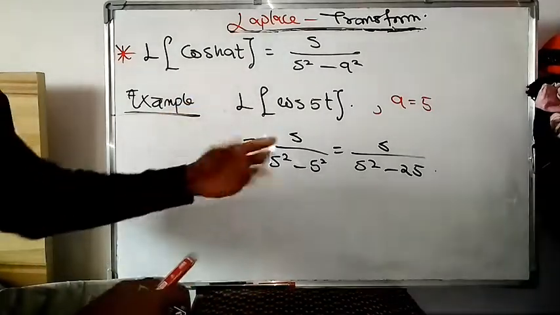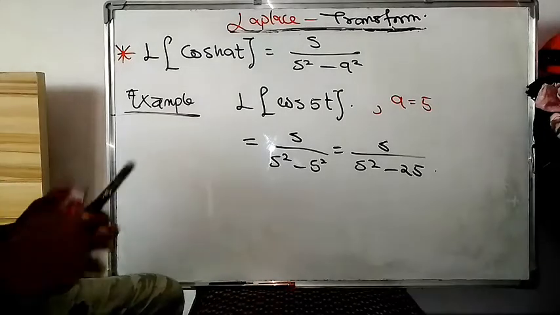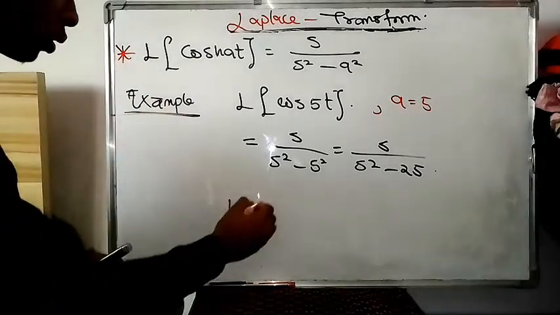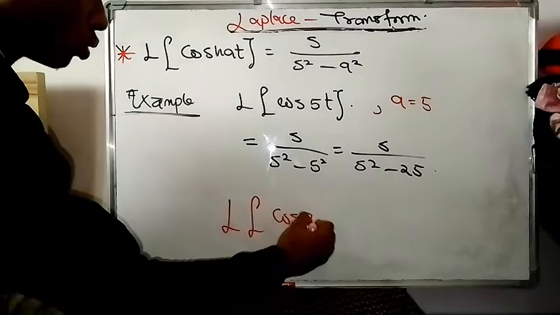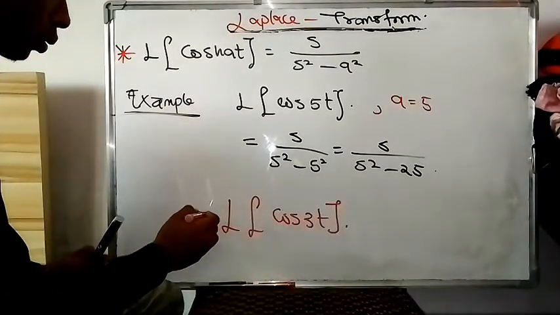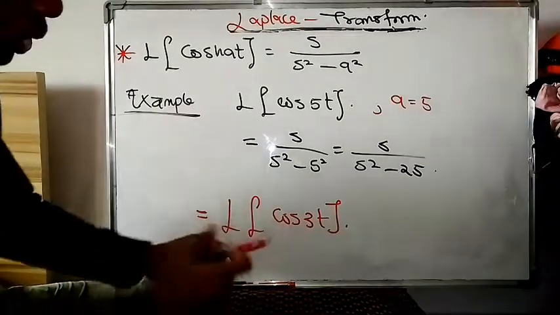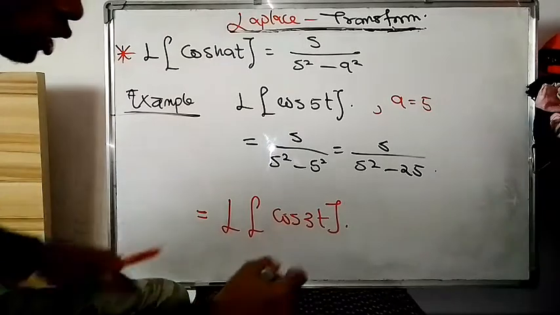So I'm going to drop a simple exercise for you to practice. I want you to derive the Laplace of cosh 3t. I want you to do this exercise, and comment your answer in the comment section below.